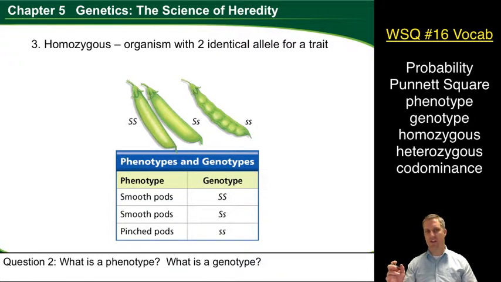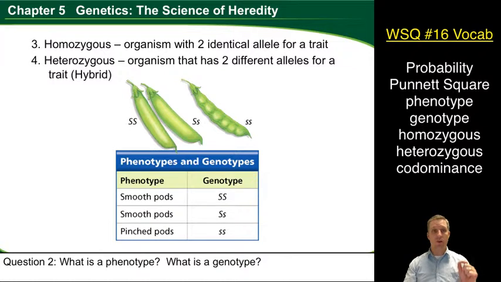One other thing to notice is the difference between a homozygous and a heterozygous organism, or homozygous and heterozygous traits. Homozygous is when an organism has 2 identical alleles for a trait. So in these examples, which ones would be homozygous? Well, which ones have identical alleles? This is homozygous and this is homozygous. So smooth pods, that's a purebred homozygous. Pinched pods, that's a purebred homozygous.